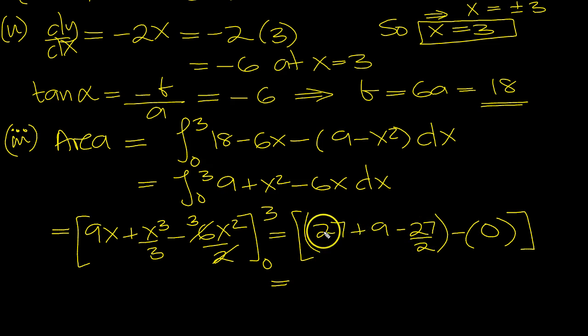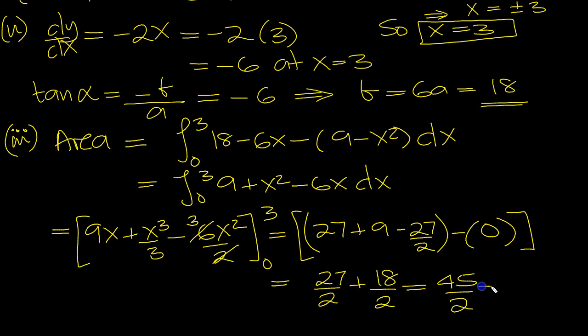The difference of this 27 and 27 over 2 is just 27 over 2, which is 27 over 2 plus double this, we get 9 twos are 18 over 2. So that would be 45 over 2, which is equal to 22.5 units squared, because it's a measure of area.